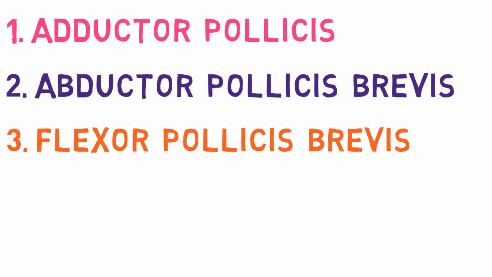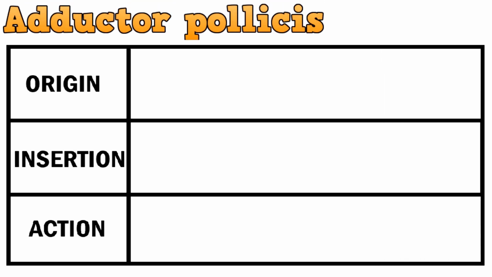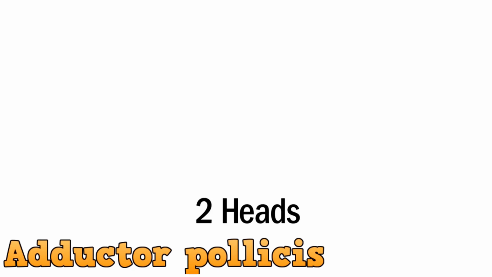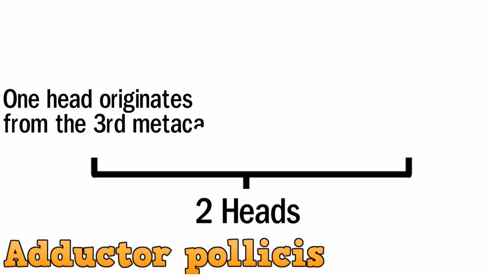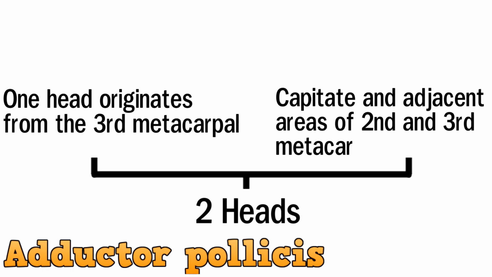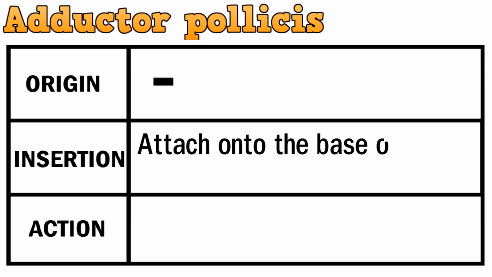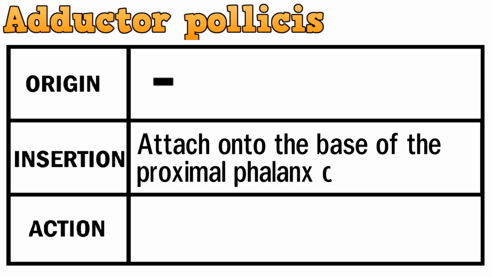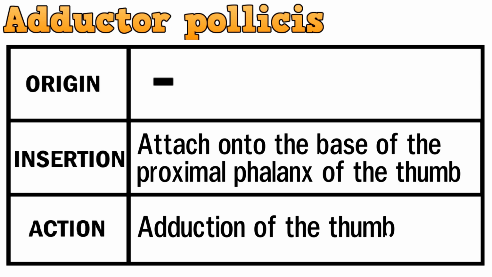We will discuss each of these muscles separately and see the origin, insertion and action of these muscles. Starting with the first muscle, the adductor pollicis. This muscle has 2 heads. One head originates from the third metacarpal, and the other originates from the capitate and adjacent areas of the second and third metacarpal. The muscle attaches onto the base of the proximal phalanx of the thumb. As the name suggests, the action of the muscle is adduction of the thumb.